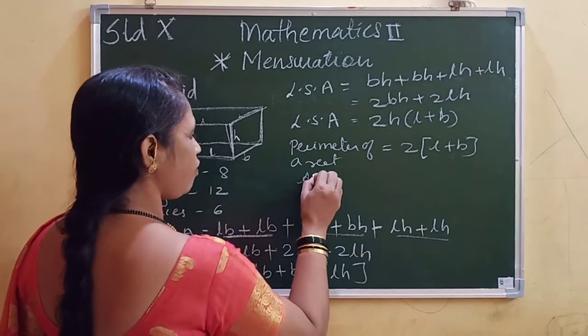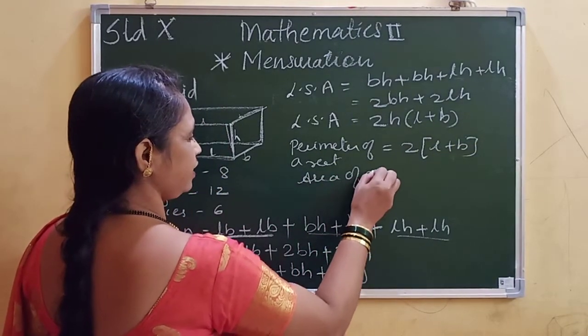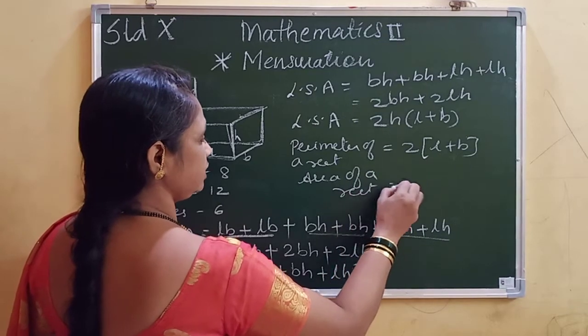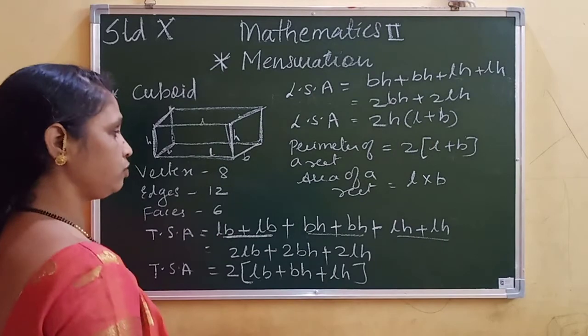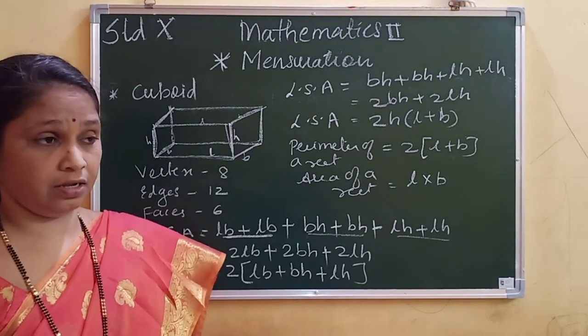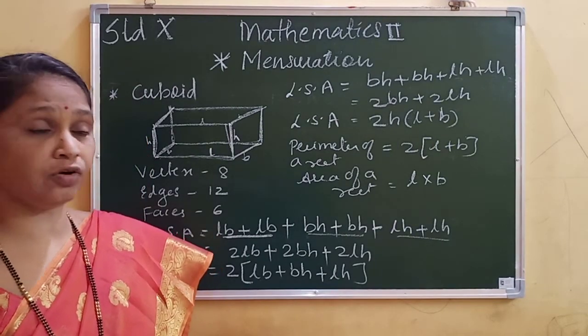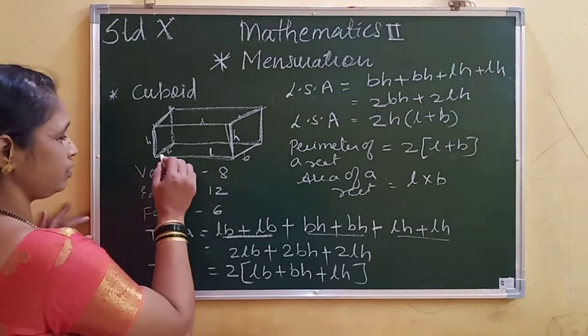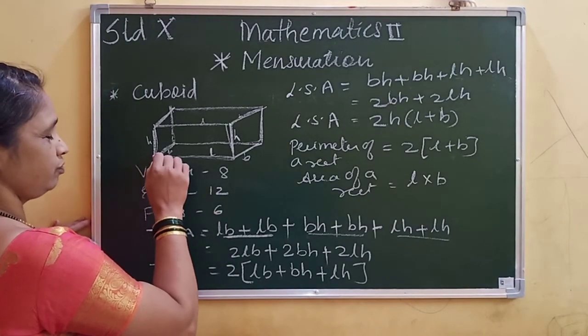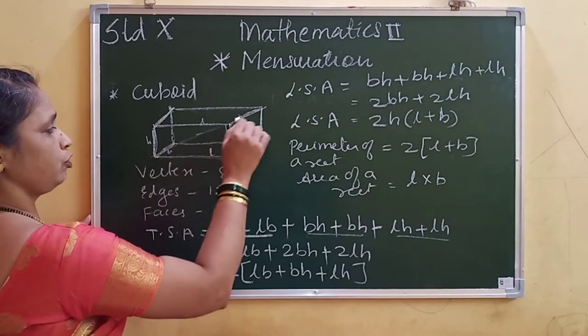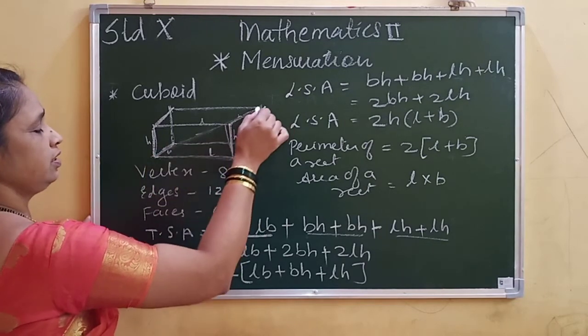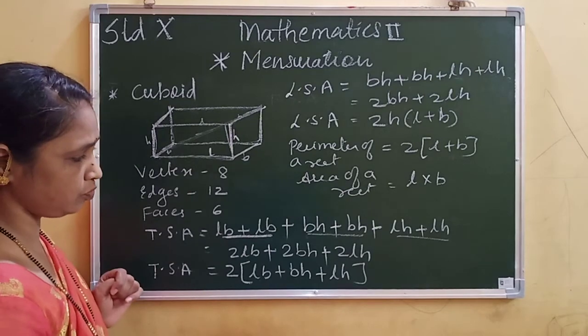And area of a rectangle is equal to length into breadth. Now here you have to find out the length of the diagonal. Length of the diagonal means, in this cuboid, which will be the longest rod which can be kept in it. This is the diagonal. You have to find out this diagonal's length.